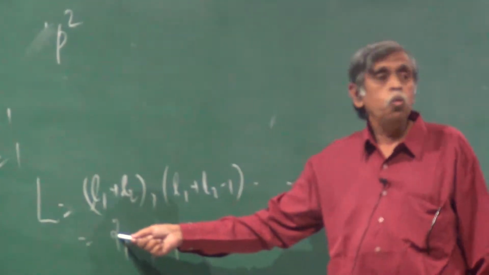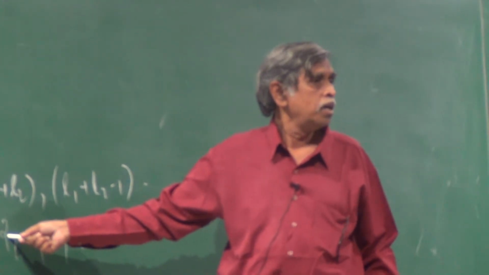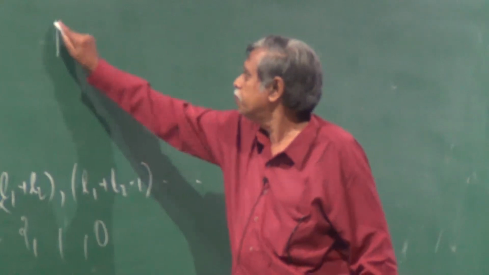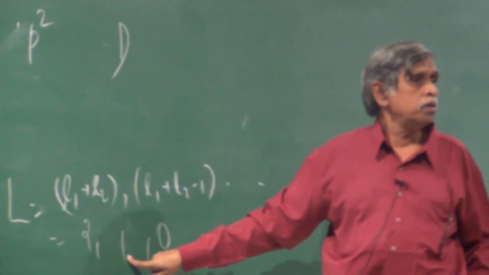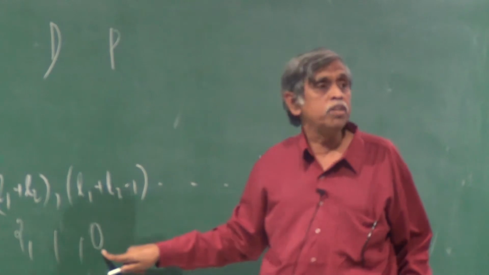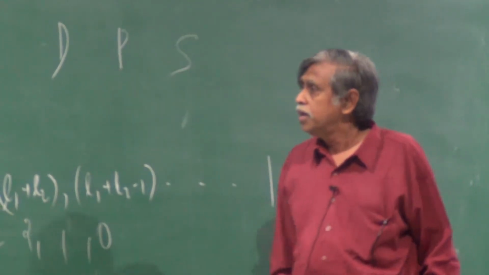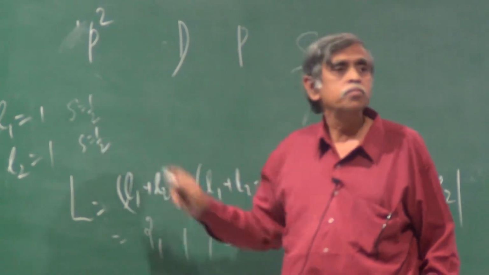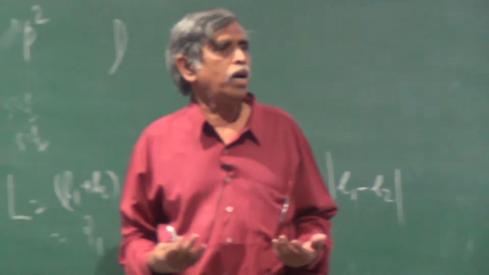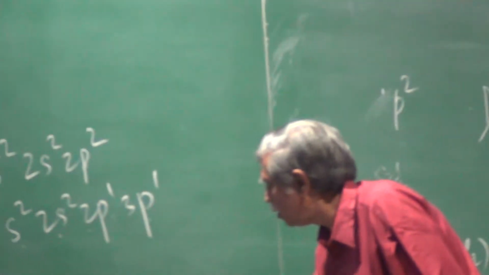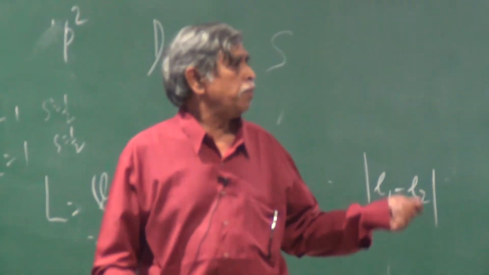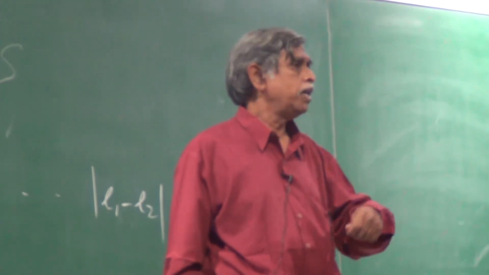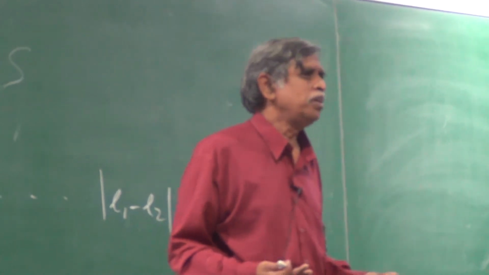If capital L is 2, what state is that? If little l is 2, what's that? D state. So this must be a capital D state. A capital L of 1, P state. Capital L of 0, S state. This is s equal to half, and this is s equal to half. The single electron has spin equal to half. Then what's my capital S going to be? 1 or 0, because it can be s1 plus s2, or s1 minus s2. s1 plus s2 is 1, s1 minus s2 is 0. Only two possibilities, 1 and 0.